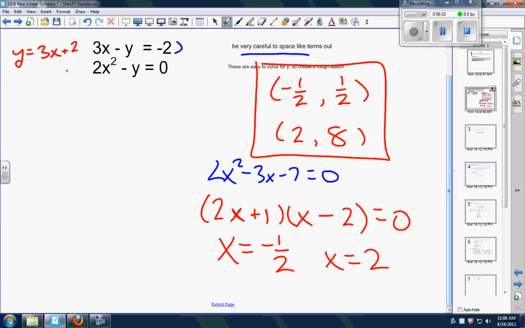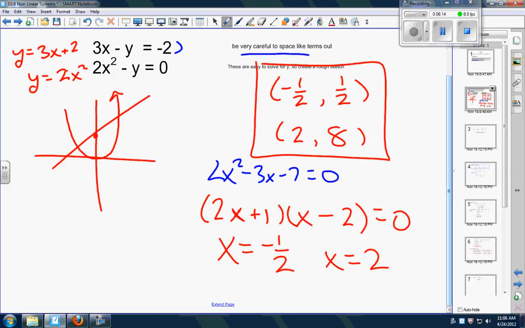So that's y equals 3x plus 2, and this is y equals 2x squared. If you were to graph those, there's your line, and 2x squared starts at the origin and is a little bit skinnier. So you would get two solutions. You could check it in your calculator as well, but that's what we would get. It's right there.